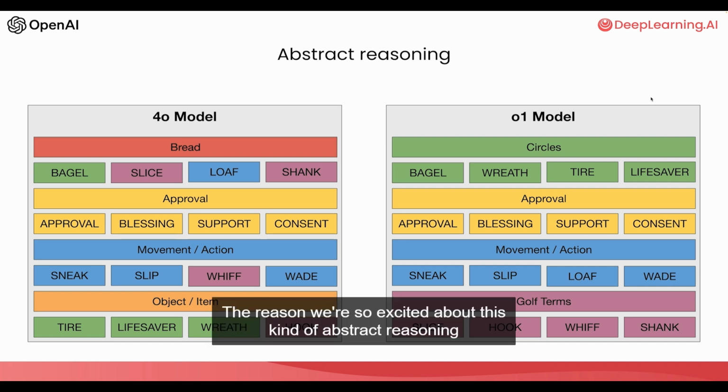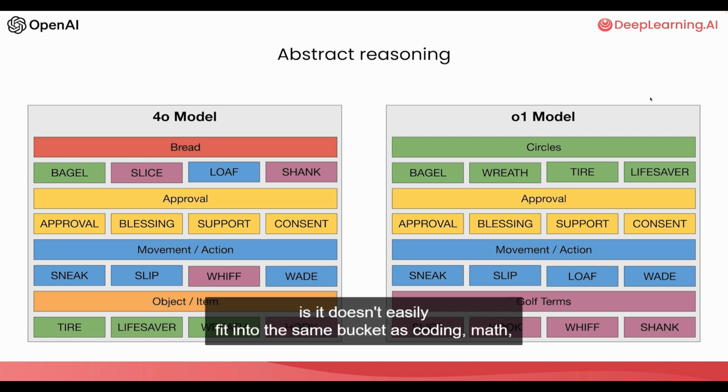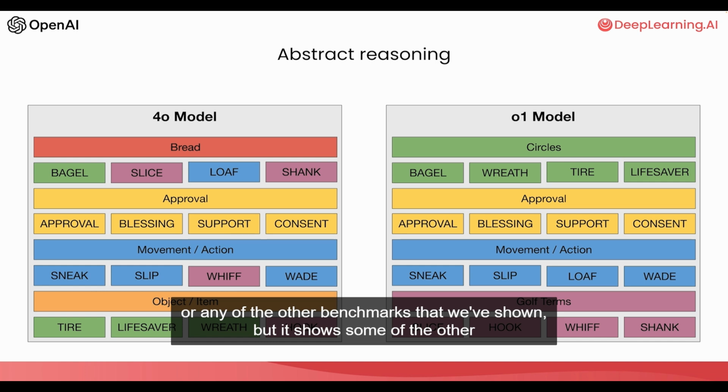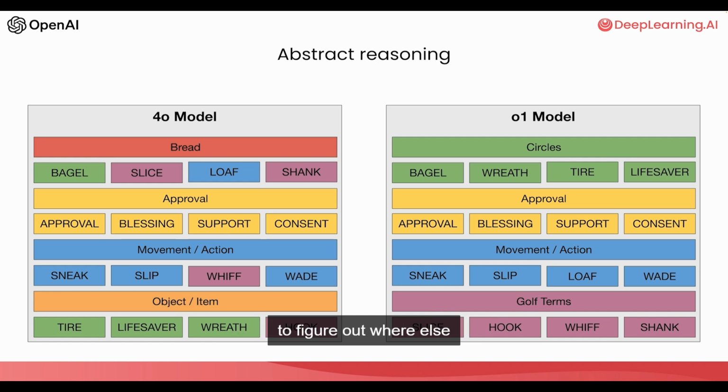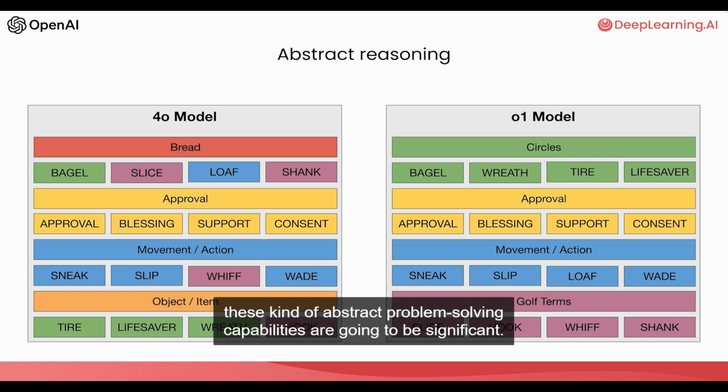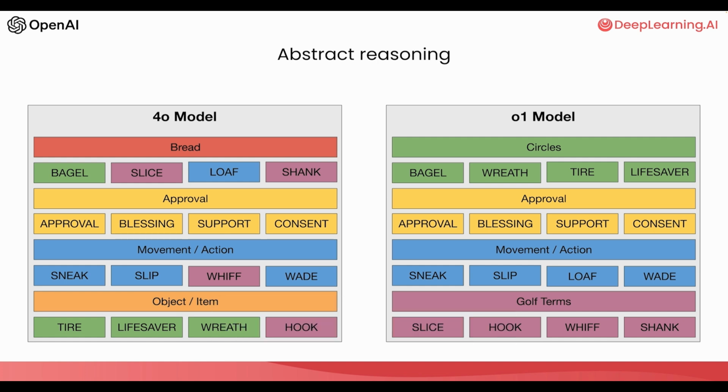The reason we're so excited about this kind of abstract reasoning is it doesn't easily fit into the same bucket as coding, math, or any of the other benchmarks that we've shown, but it shows some of the other emergent capabilities that the O1 model is starting to show. And we're very excited to see you all test it with your own use cases to figure out where else these kind of abstract problem-solving capabilities are going to be significant.